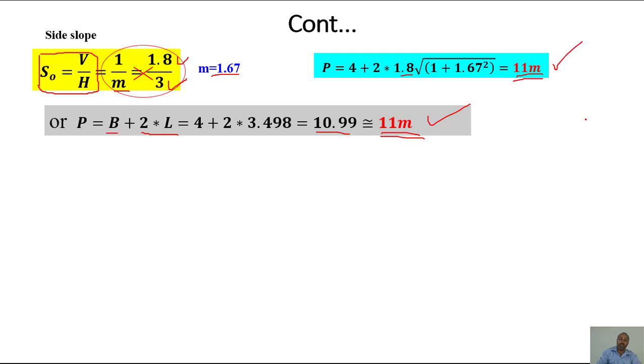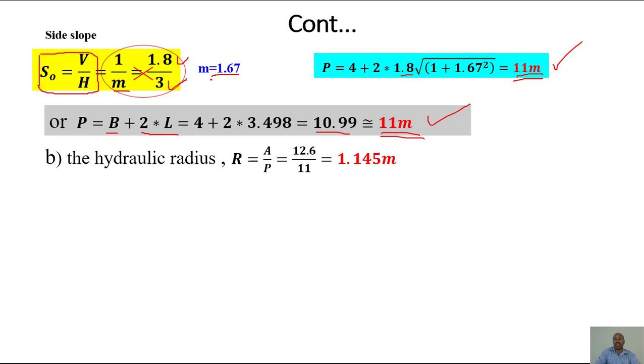So let us see now the hydraulic radius. Hydraulic radius, a geometric element of open channel, is area over wetted perimeter. So the area is already computed above and the perimeter is already computed here. Then you have 1.145 meter.